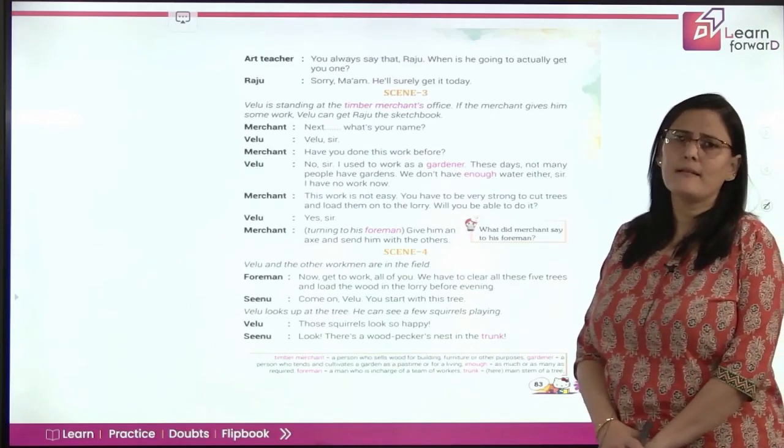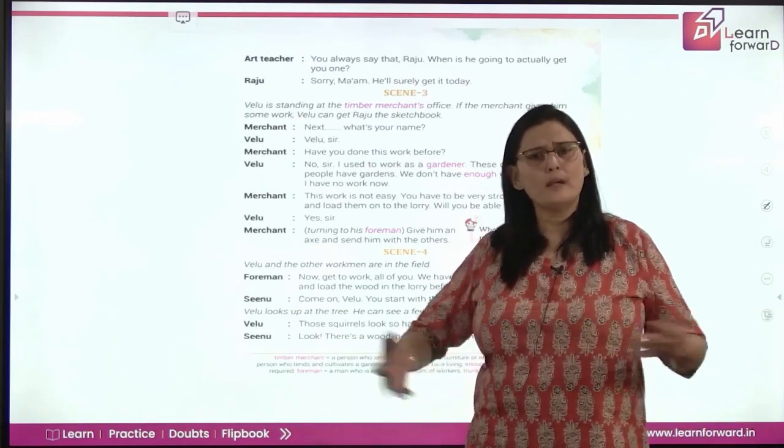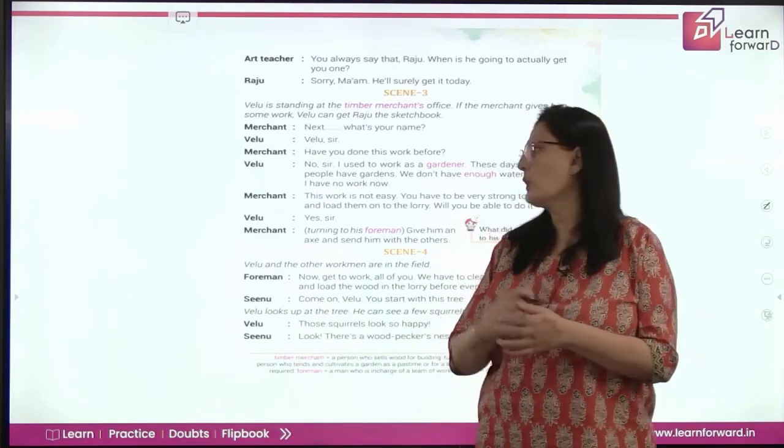So he said that he was a gardener, but now people hardly have gardens. They make such big houses, but hardly any space for a garden. And moreover, there is scarcity of water also.